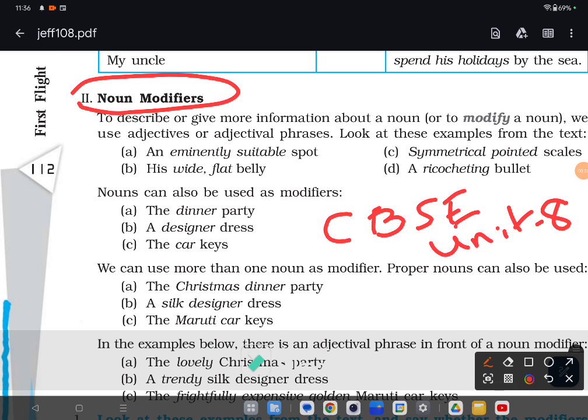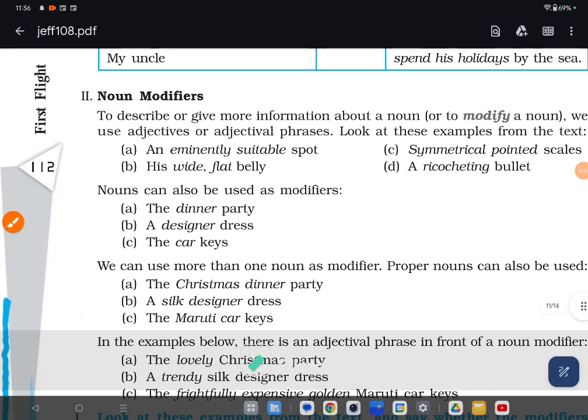Guys, if you don't know what a noun modifier is, I have made a video on this. Please go to my channel and find that video on modifiers. I made it today, so you can find it just before this video and find out what a modifier is. Try to understand what noun modifiers are, right? So let's see what is there in this text.